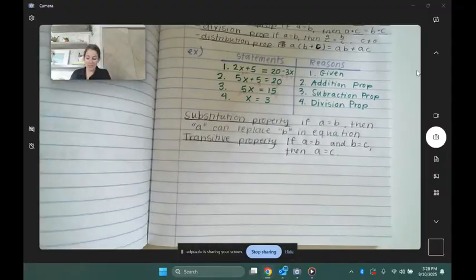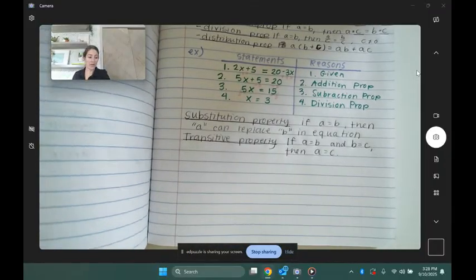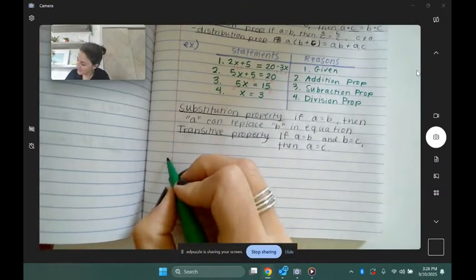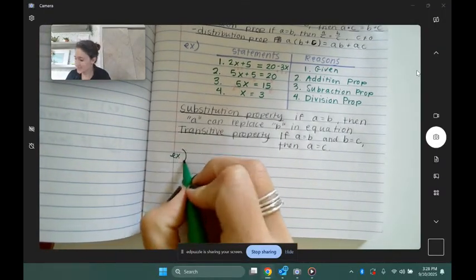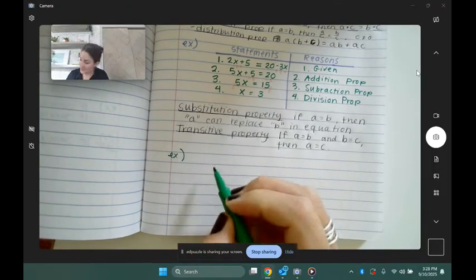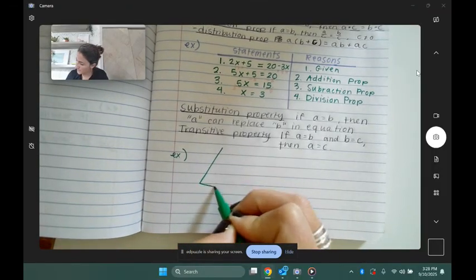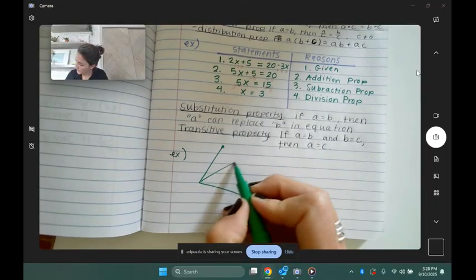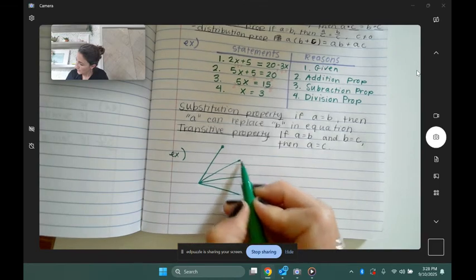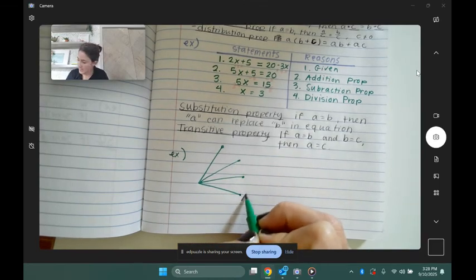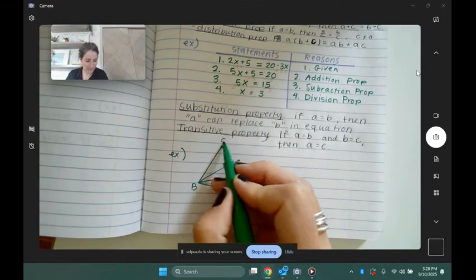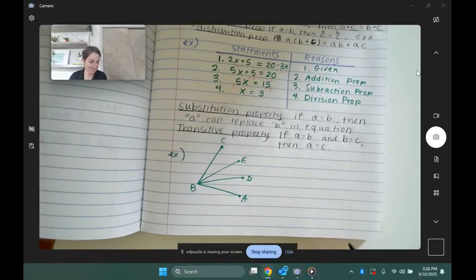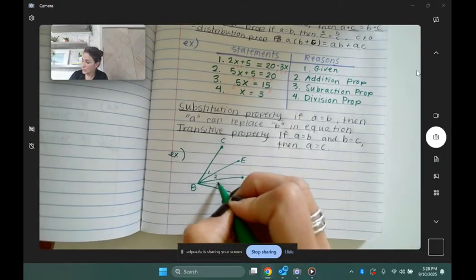Okay, let's do one example with an angle. This is going to be fun. Okay, all proofs are going to kind of look like this. Usually I'll give you a picture. So I'm going to give you this picture here of, we're going to have, here we go, A, B, C, D, and E. Angle 1, 2, and 3.